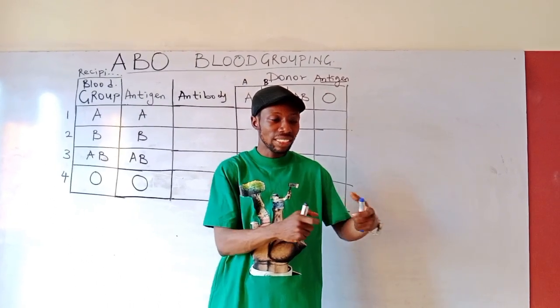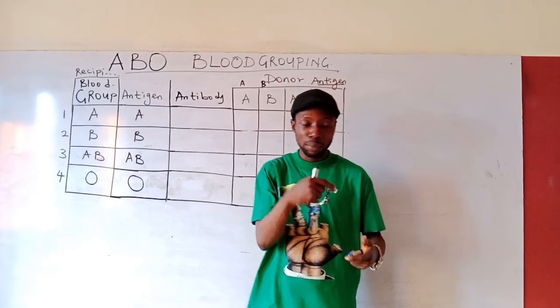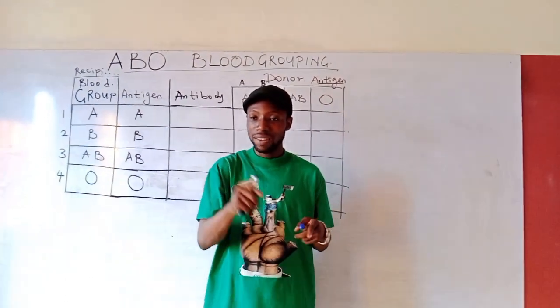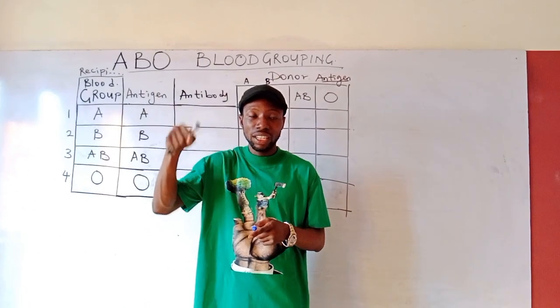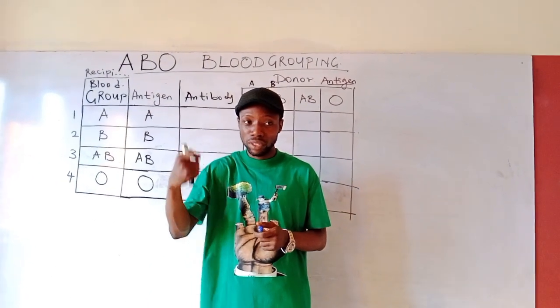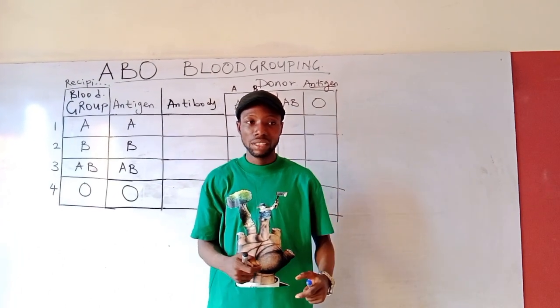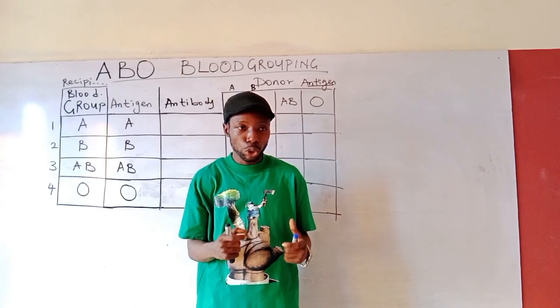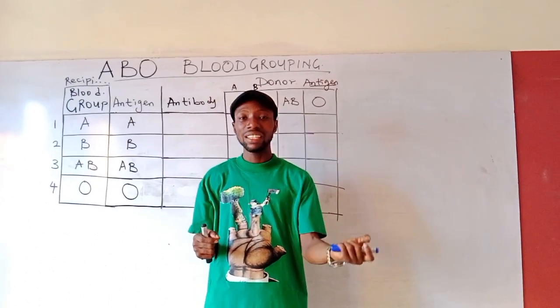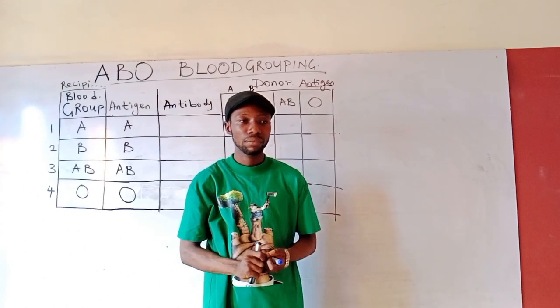And what is this antibody all about? Antibody is another type of protein found in the blood plasma. Remember, the antigen is found on the surface of the red blood cells, then the antibody is found in the blood plasma. And during blood transfusion, the antibody reacts with its similar antigen.